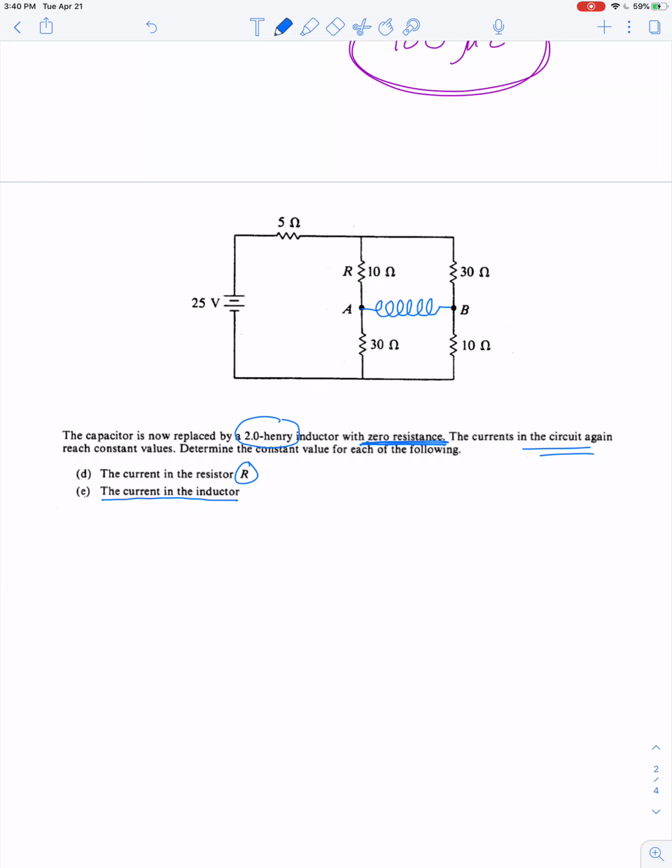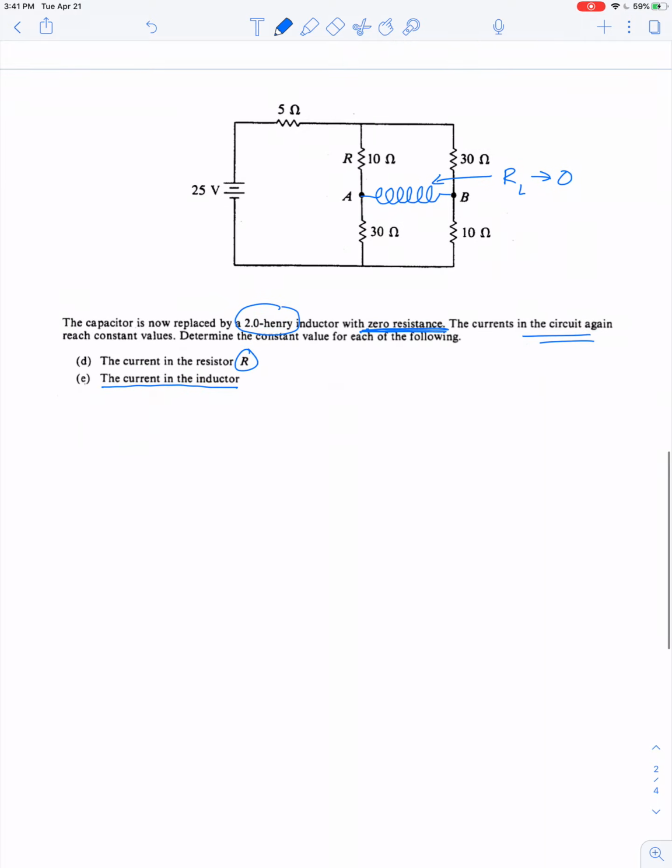Okay, now this is tricky. Initially, when this inductor is first introduced to the circuit, that's when it offers infinite resistance. But when we reach a new steady state, the resistance of the inductor is for all practical purposes 0, meaning the inductor is just behaving like bare wire.